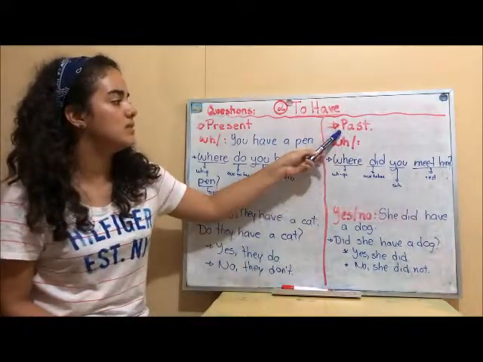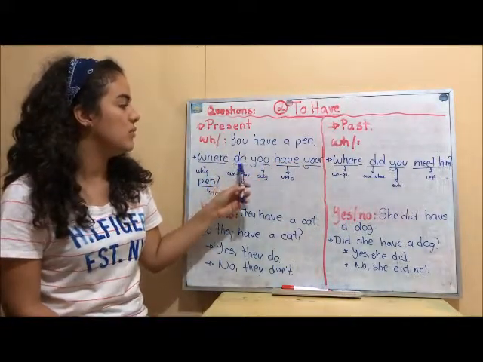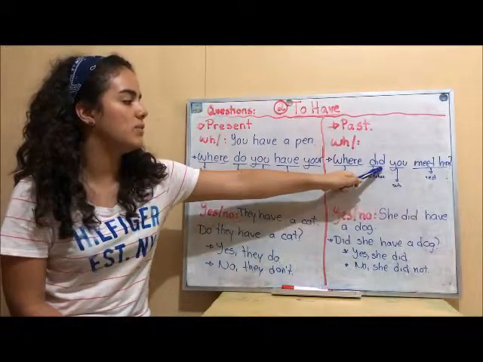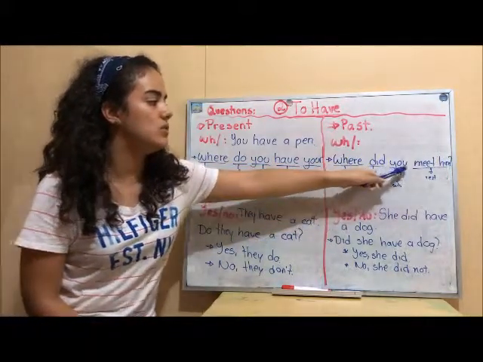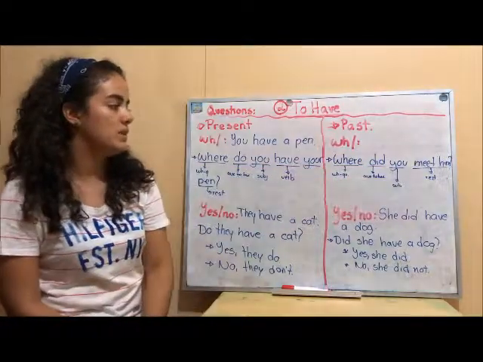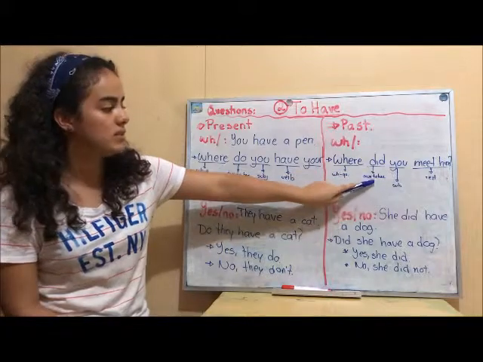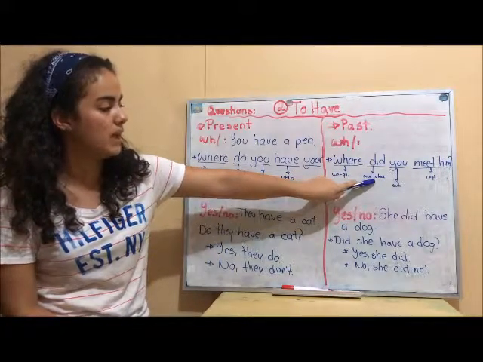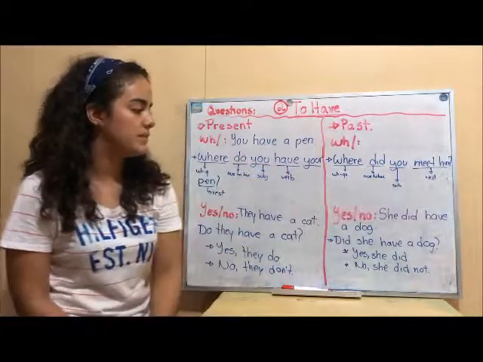And now for the past, we have WH questions in the same form, but now we are using the auxiliary for verb to have in past, that is did. Where did you meet him? But it's the same. Where is a WH word. Did is the auxiliary for verb to have. You is the subject and meet him is the rest.